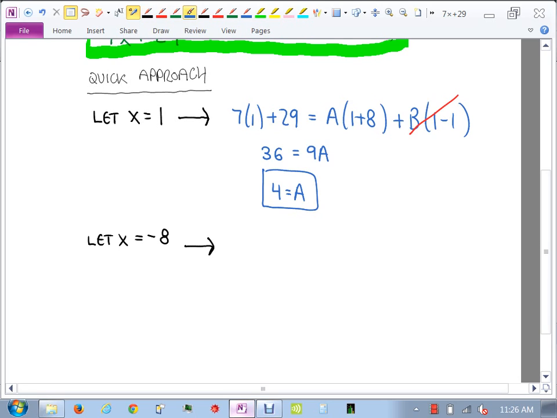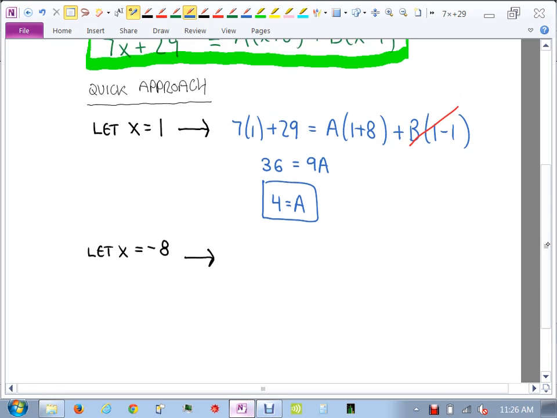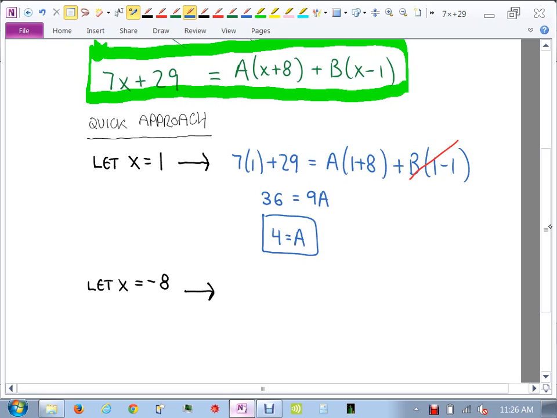Well, all I know is when x is 1, a is 4. When x was 1, my equation turned into an equation with only one variable in it, which is a, and so I solve for a and I get 4. But I can't continue to use that to get b because b is already gone. But by choosing x to be negative 8, I should be able to now get what b is.